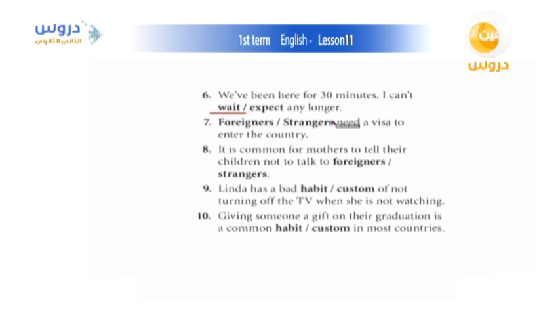Now, foreigners and strangers need a visa to enter the country. Foreigners or strangers? Foreigners and strangers almost have the same meaning. But foreigners means people from different countries, while strangers are someone you don't know at all. And sometimes strangers are dangerous. So we say foreigners need a visa to enter the country, not strangers. Okay? Strangers, people you don't know at all.